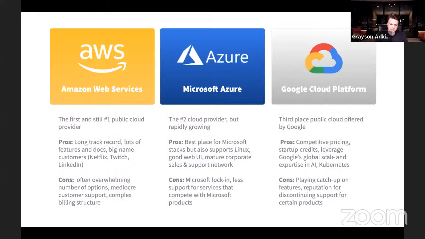In third place is Google Cloud. They have competitive pricing, probably because they're in third place. They offer some pretty generous startup credits. You can leverage Google's global scale, of course, being a massive search giant, and also their expertise in AI, which is, I think, at the top of all cloud providers, as well as Kubernetes, which we'll talk about in a bit.